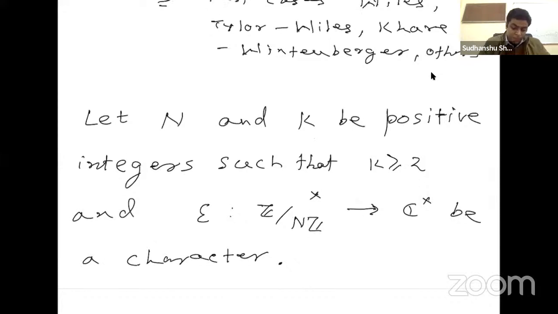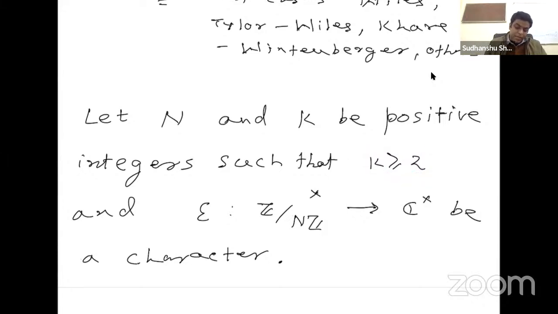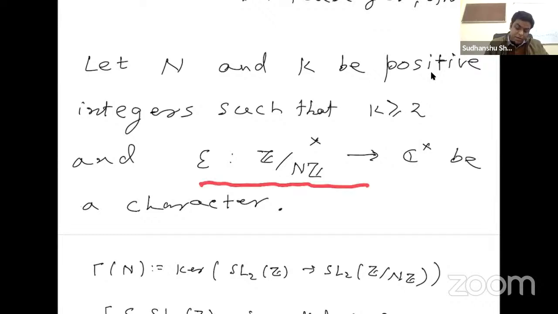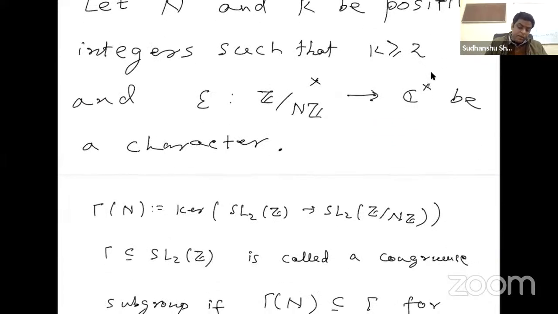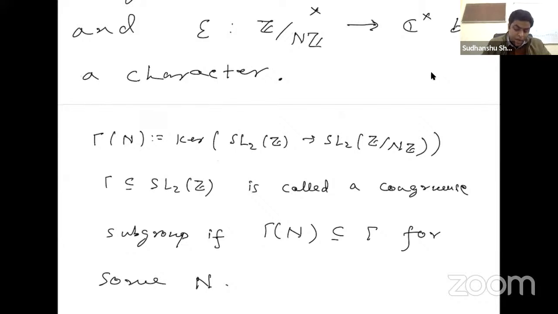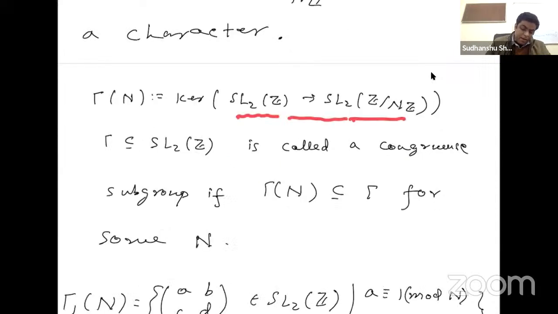Let me fix some notation. Let us take an integer n and another integer k, a positive integer. We will be mostly looking at k greater than or equal to 2. Maybe I'll make one particular statement for k equal to 1. Otherwise, we'll only be looking at k greater than or equal to 2. Let us take a Dirichlet character epsilon from (Z/nZ)* to C*, and consider the group Gamma(n), defined as the kernel of SL2(Z) to SL2(Z/nZ).